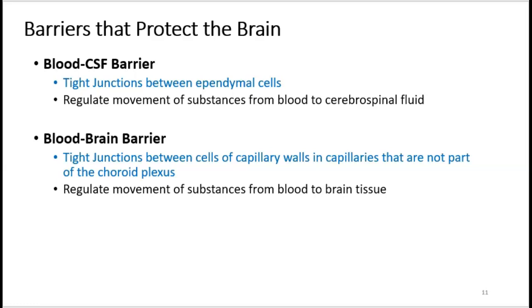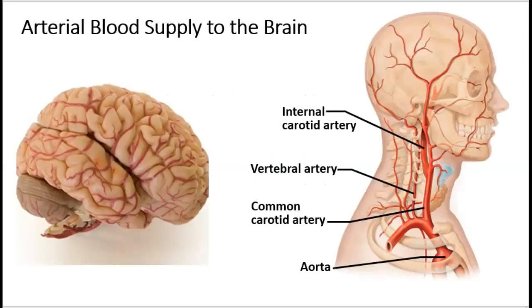So whereas the capillaries of the choroid plexus are quite permeable and the ependymal cells prevent the movement of substances, all other capillaries have tight junctions and form the blood-brain barrier. We'll look at some pictures. Hopefully that'll make more sense. First, let's talk about the arterial blood supply that goes to the brain.